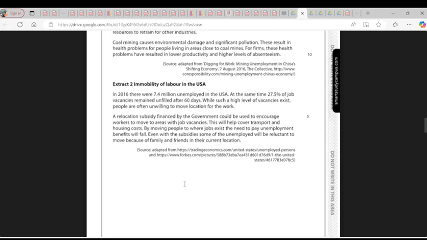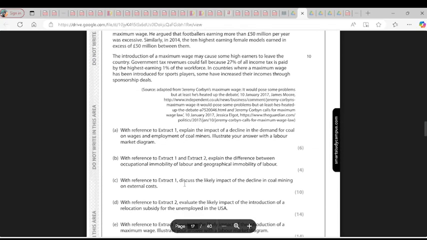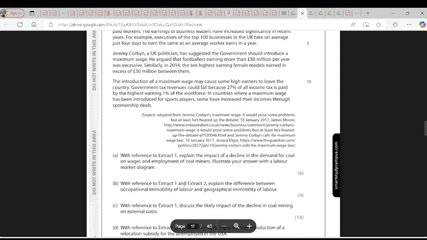Extract 2. Let's see the first extract, we need to do it first so we can know the first question to answer. It's extract 1 only. Okay, extract 1, let's do extract 1 first. So it said with reference to extract 1, explain the impact of a decline in the demand for coal on wages and employment of coal miners. Illustrate your answer with a labor market diagram.